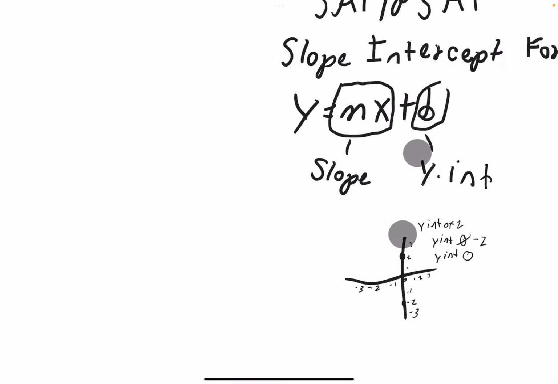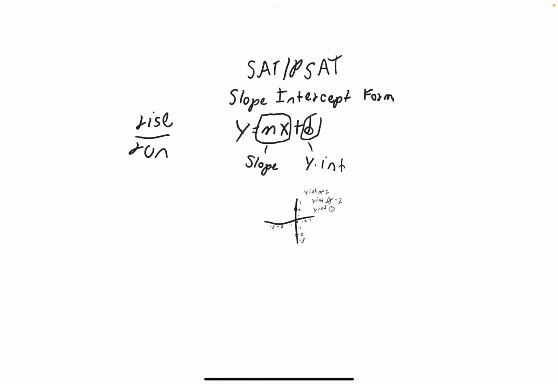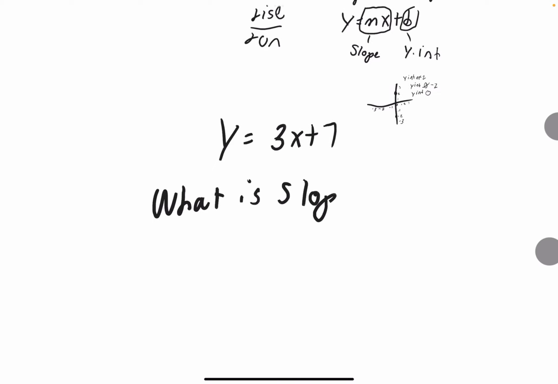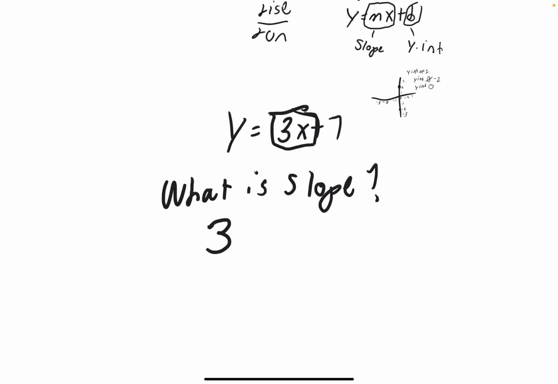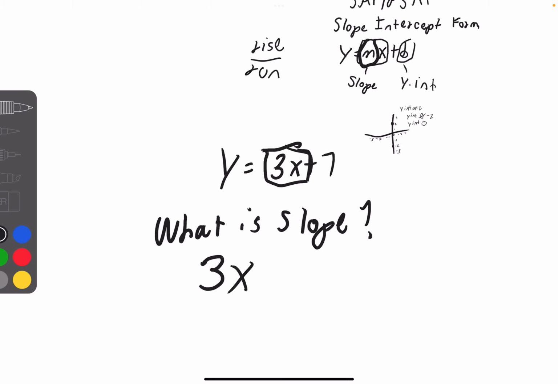So that's y-intercept. Now slope is rise over run. And I'll explain that in more detail, but for right now, just remember that. So here's an example equation. We've got y equals 3x plus 7. So if I were to ask you, what is the slope? The slope of this line would be 3x. But it won't be an x because it's mx and your slope is actually m. So it would be 3.